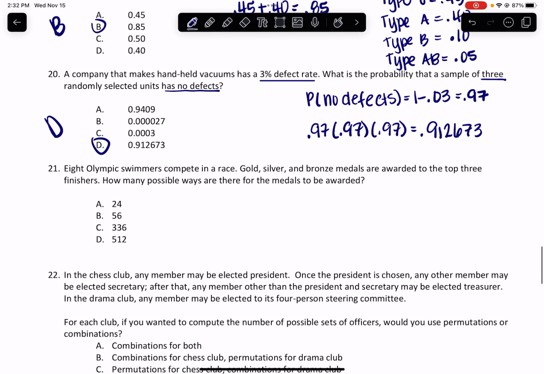Okay, 8 Olympic swimmers. You want gold, silver, and bronze. And in order to do that, that means that order matters. So that is 8 permutations of 3, which is 336.